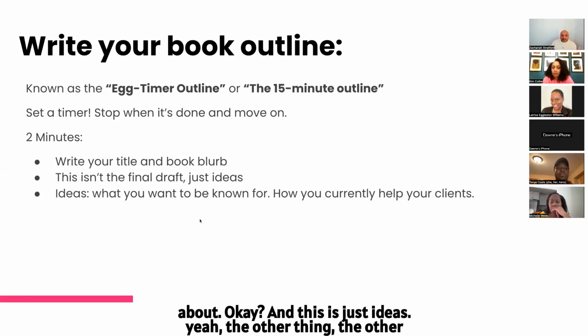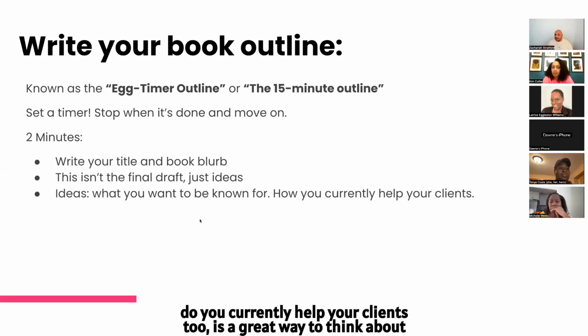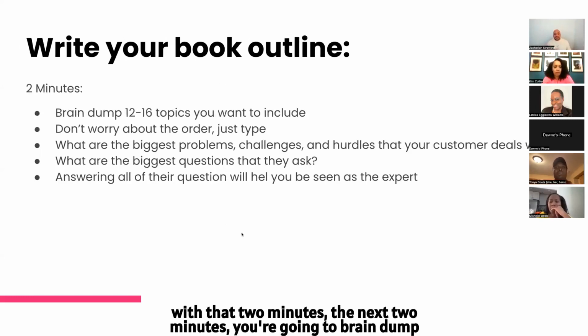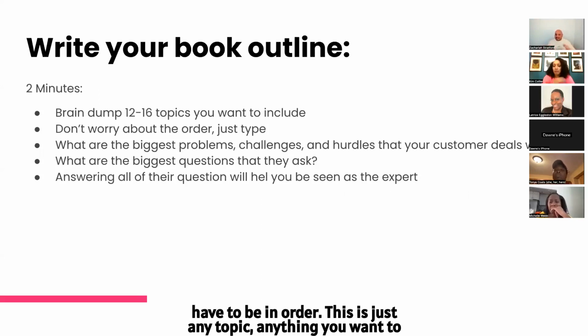The other thing is, what do you want to be known for, and how do you currently help your clients, is a great way to think about it if we're writing a book about that. When you're done with those 2 minutes, for the next 2 minutes, you're going to brain dump 12 to 16 topics you want to include in your book. And this doesn't have to be in order.